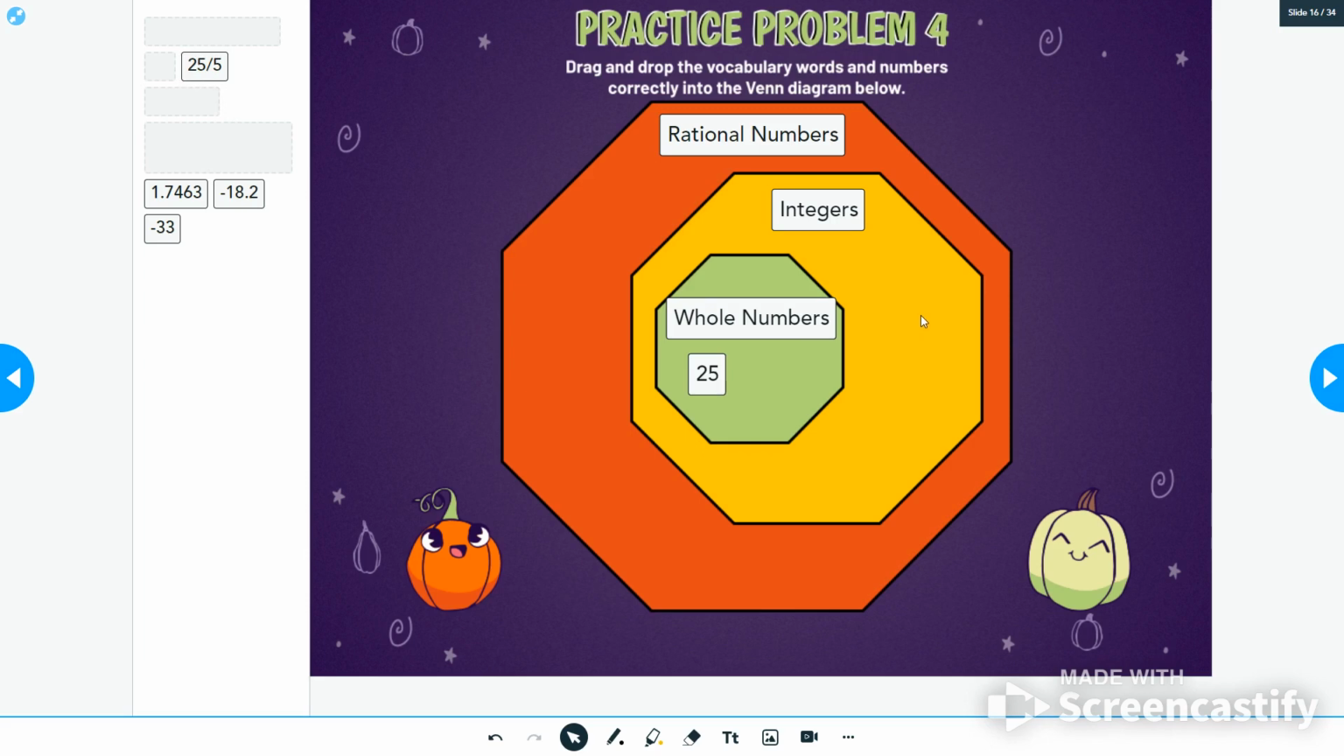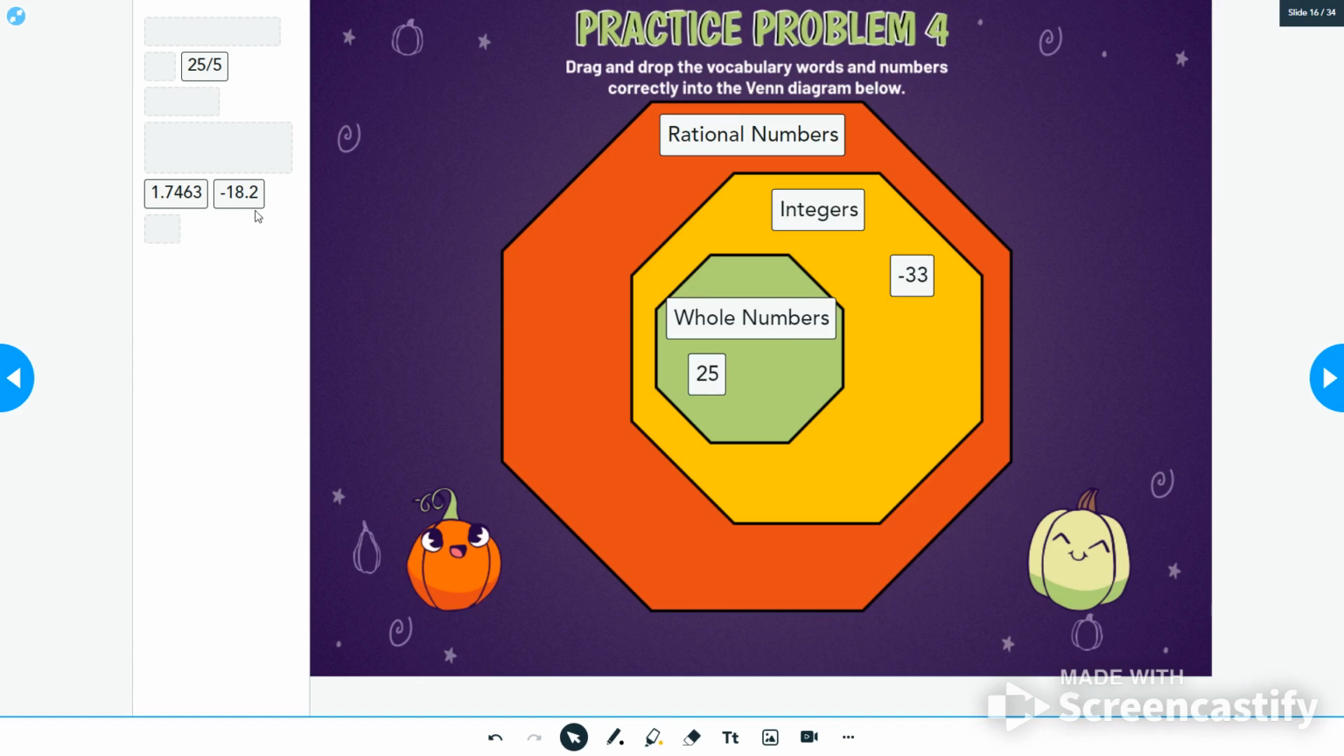So integers, if it's going to fall in this specific section and it's not a whole number, then this is really just our negative counting numbers. Of course, all whole numbers are integers also, but if I want to place something in this middle section, I have to think of negative counting numbers. Negative counting numbers, that would include negative 33. I can count to that number, but it is negative.